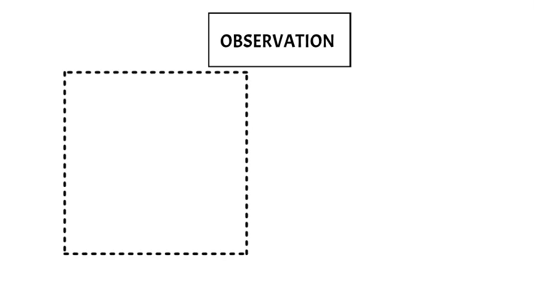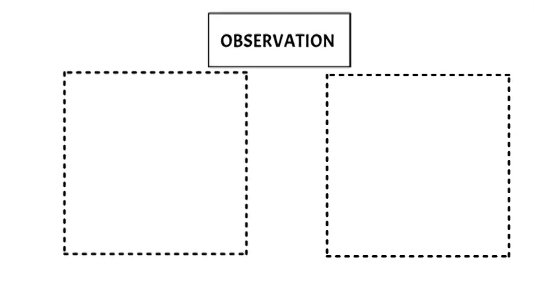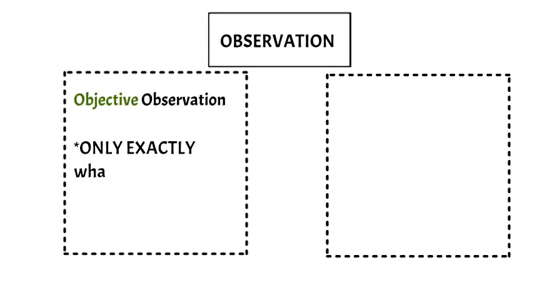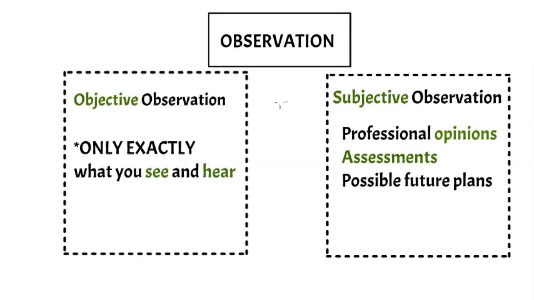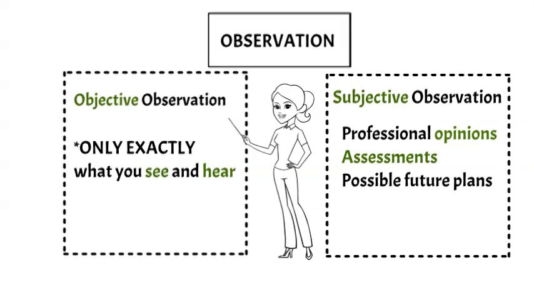Okay, you have observed. Now what? What do we do with the information? How do we gather it? If you're working with children, make sure to document in two different sections. First, write down exactly what you see and what you hear. Then, write your opinions and your assessments. This format can help create documentation that you can use to plan future lessons and to communicate with families.